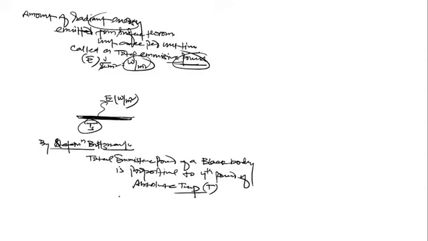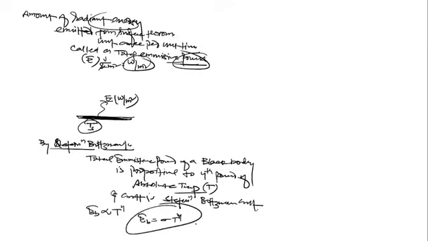Capital T, and the constant is the Stefan-Boltzmann constant. So here E_b, for black body, is proportional to the fourth power of absolute temperature, and E_b is equal to sigma times T to the power 4, where sigma is the Stefan-Boltzmann constant. Its unit is watt per meter square, and sigma is 5.67 into 10 power minus 8 watt per meter square per Kelvin power 4.